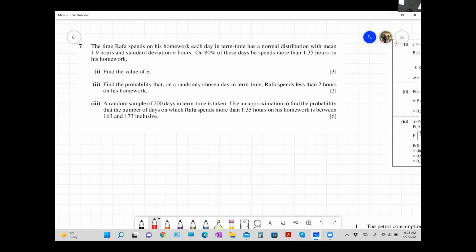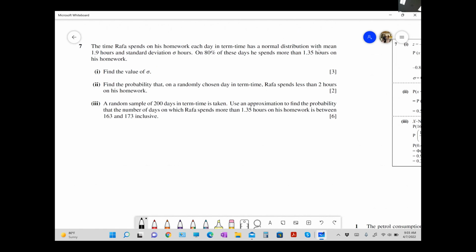It says here, the time Rafa spends on his homework each day in term time has a normal distribution with a mean of 1.9 hours and a standard deviation of sigma hours. In that sentence, I would automatically draw this and put a mean here of 1.9 hours. These are your X's, and they're hours. And it says sigma hours. We don't know what sigma is actually, so I'll just put a question mark.